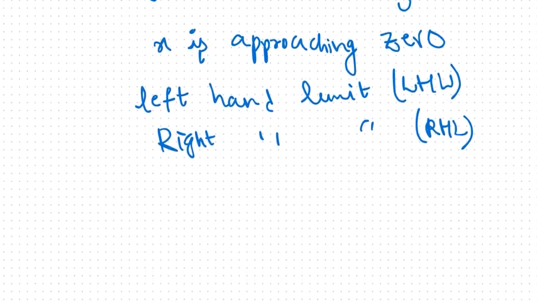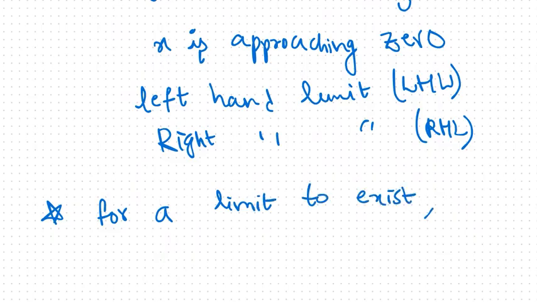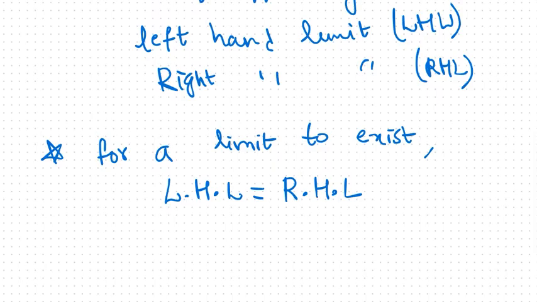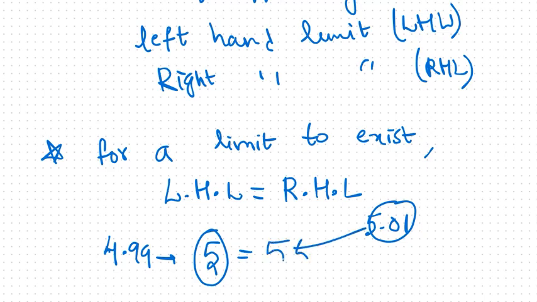So basically, for a limit to exist, this is an important point: LHL should be equal to RHL. What I mean by that is, LHL means 4.99, we say it is 5, right? RHL was 5.01, we say it is also 5. So these two values are equal. So that means the limit exists. For a limit to exist, left hand limit and right hand limit should be equal.